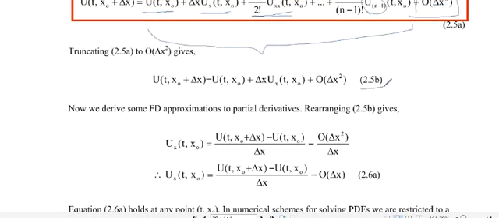In 2.5b, we use only two terms of 2.5a, and we have u at t and x0 plus delta x equal to u at t and x0, plus delta x times u_x at t and x0, plus O of delta x squared. Why O of delta x squared? Because we use only two terms of the Taylor series, and the truncation error is O of delta x squared. Is it okay?